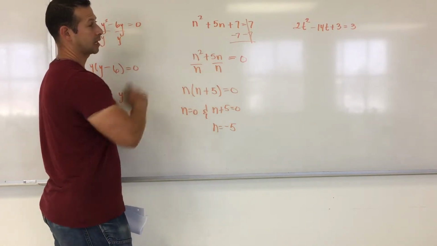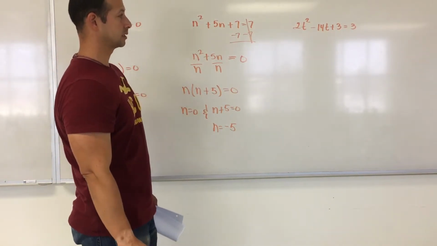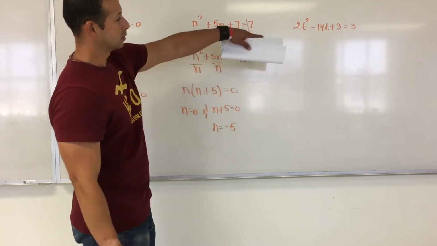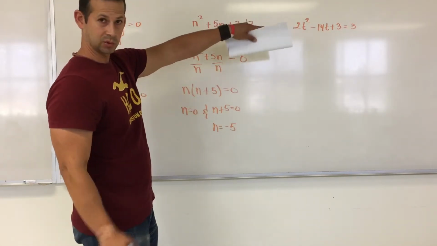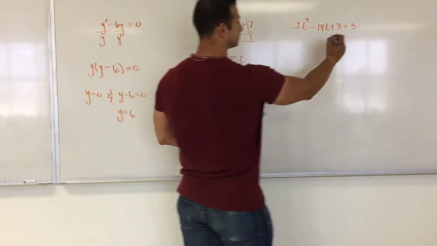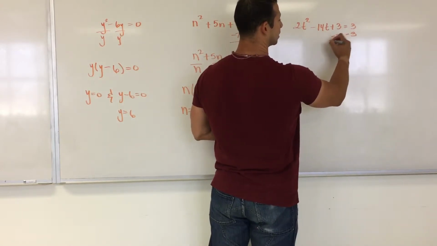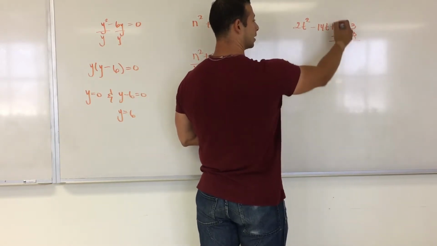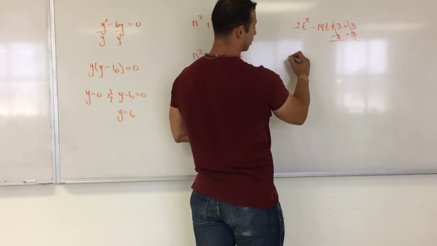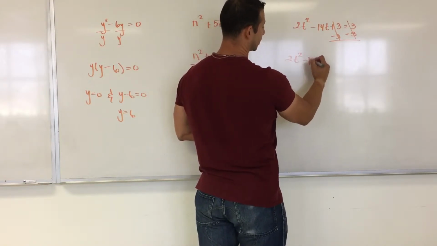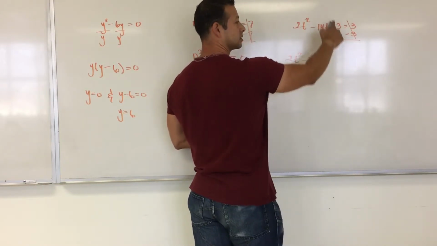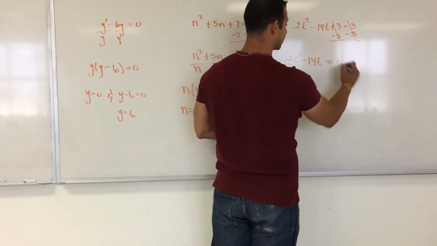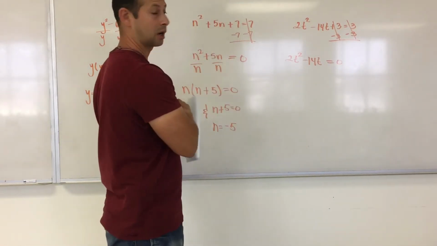Okay? And the last one, 2t squared minus 14t plus 3 equals 3. You notice the same thing. Equals 3, bring that back, minus 3 on both sides, that cancels out, so does that one. So now we're left with 2t squared minus 14t, there is nothing left here, equals 0. We're back with the same two problems.